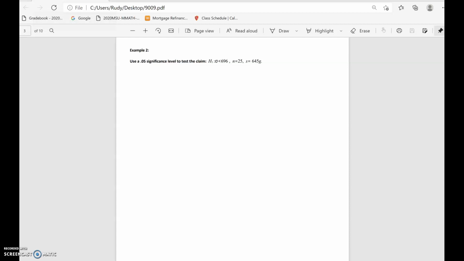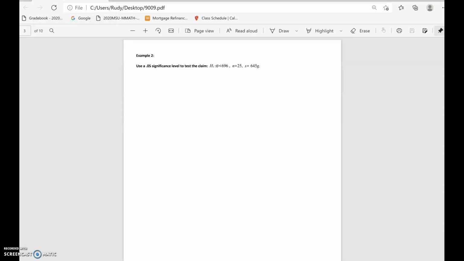Hi class, let's take a look at example 2. In example 2, what we have here is a claim of less than. Let me rewrite it. In this case, there's no need of square rooting any values. It's already technically in standard form. So the claim is going to be that sigma is less than 696.